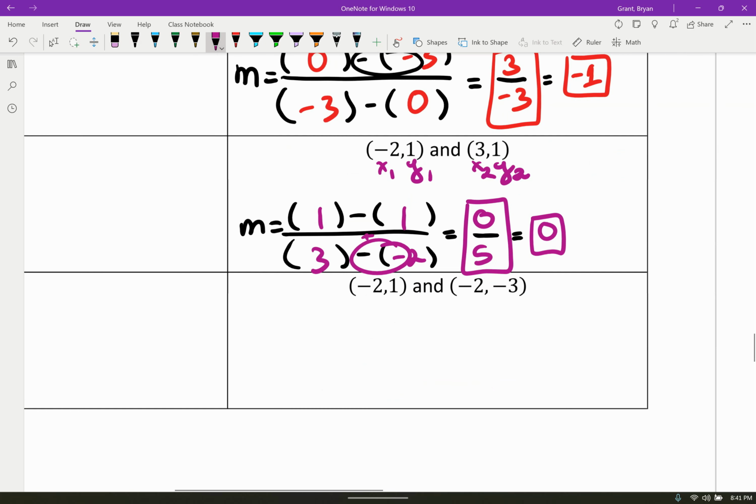Last but not least, we have our x, y, x, y. And we'll do our slope one last time.